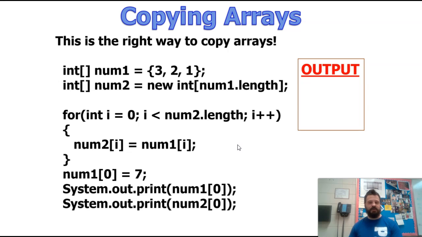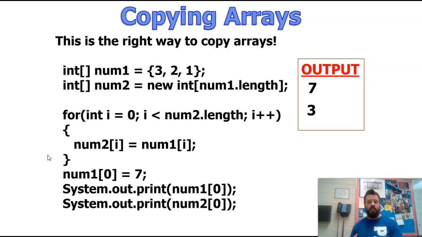And then, the way to make the copy, there's really no easy way to do it. What I'm going to have to do is loop through the length of num2 or num1, and then for each index, set the value at num2 equal to the value at num1. It's a little bit more tedious than just reassigning one array to another array, but the advantage is when I make a change to num1 and print it, we get the 7 for num1 at index 0, but index 0 of num2 would still be that 3 that we assigned during that loop.